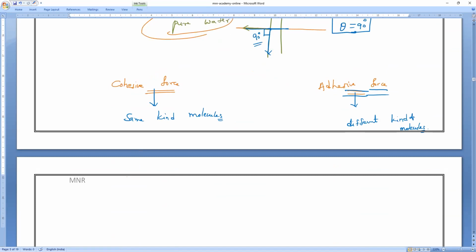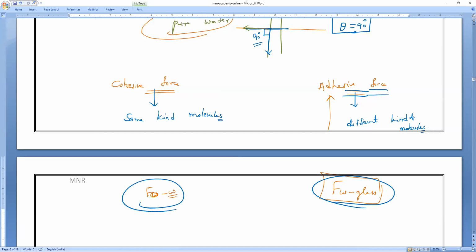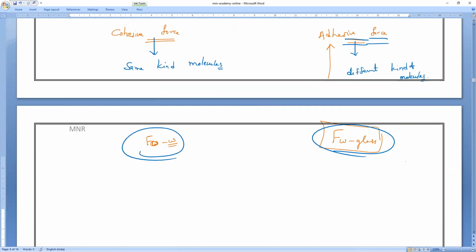Cohesive forces means, suppose if I take water and water, the force between the water particle and water particle, that is what cohesive forces. The force between water and the glass, that is what we used to call as what force? Everybody, adhesive forces. Understand, all of you? So, based upon this force, it will decide either it is rising up or coming down.